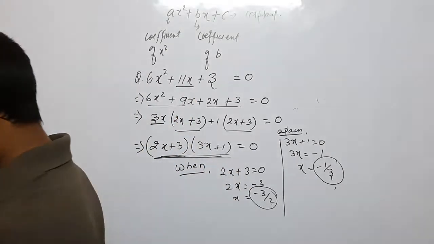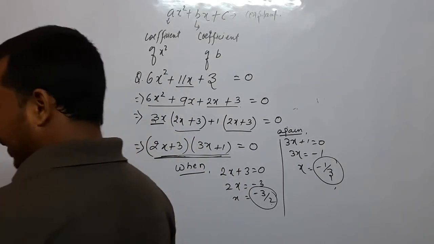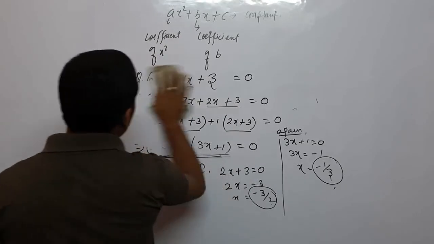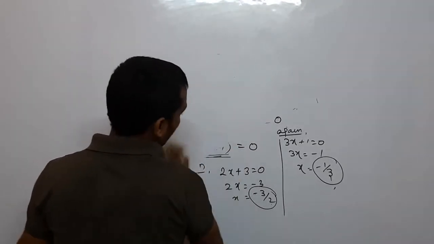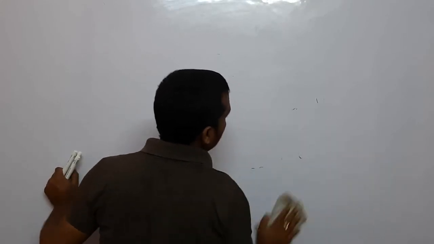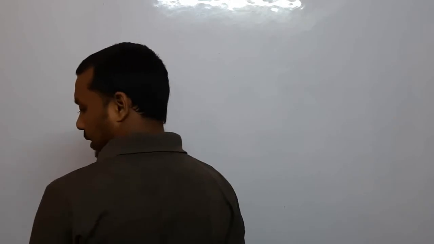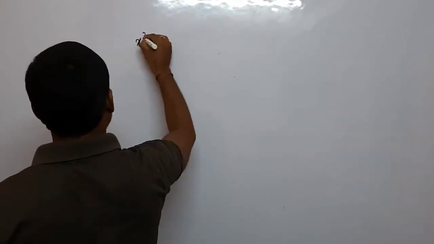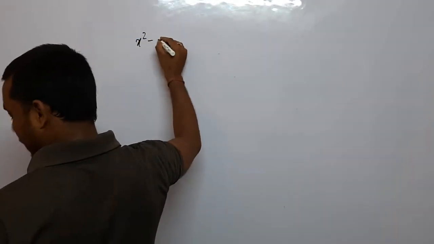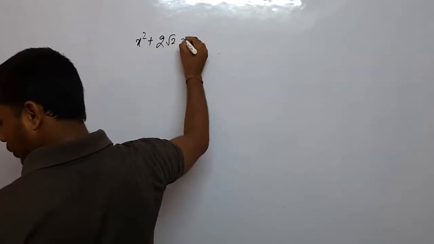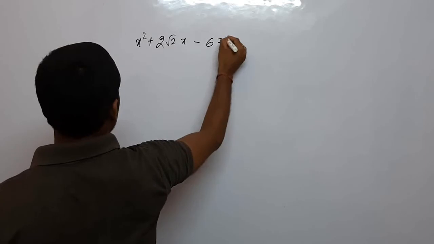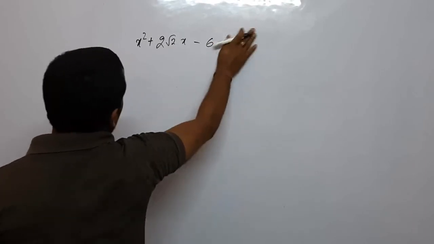Okay students, let's see x square plus 2 root 2. We will discuss two or more questions. The question is x square plus 2 root 2 x minus 6 equal to 0. Okay, let us first of all factorize it.